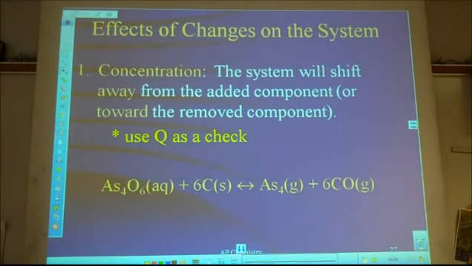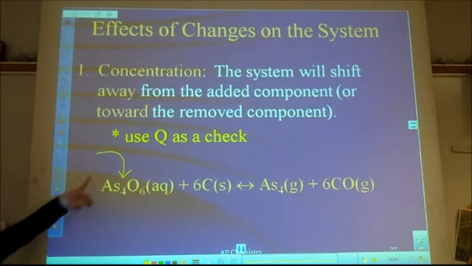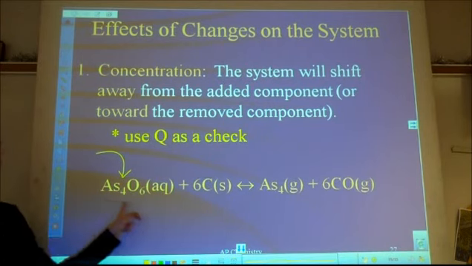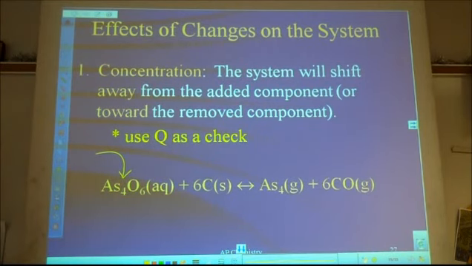And let's say I have this nice happy little equilibrium. That's what a double-headed arrow means. Let's say I add some extra arsenic oxide here. Okay? Think back to Chem 1. If I add more of this reactant to the situation, in which direction will this reaction shift to restore equilibrium? To the right.